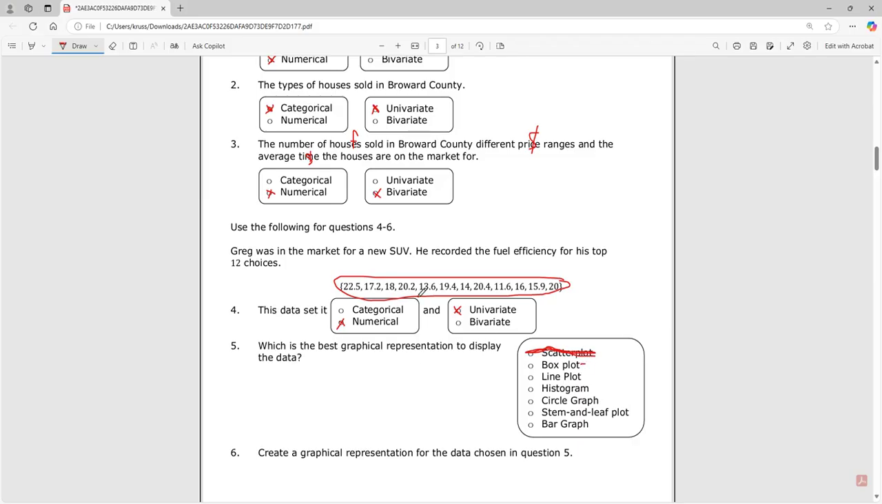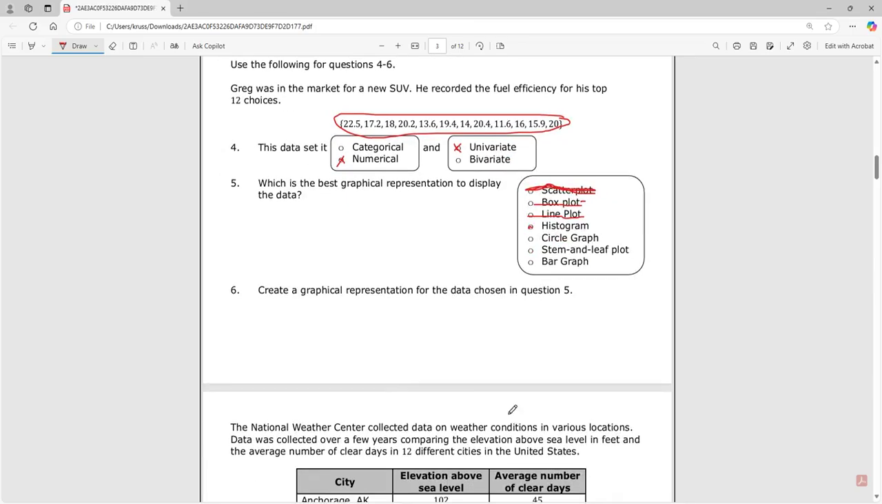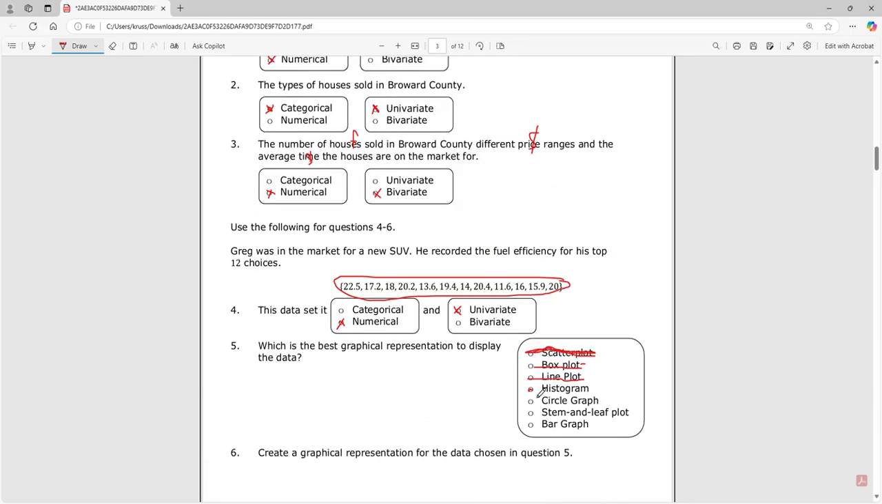The line plot's not going to make much sense because there's not a lot of duplicates in here, so not a line plot. A histogram would make sense, right? A histogram makes sense because it allows for fuel efficiency to be split into bins. Stem and leaf, probably not, because you're not going to have duplicate data. Bar graph, no, that's not going to make sense. Circle graph doesn't really fit the context here. So histogram's the way it's going to go.